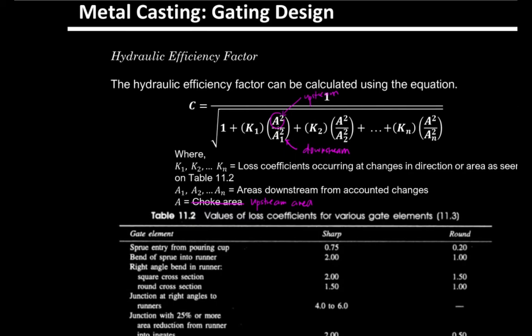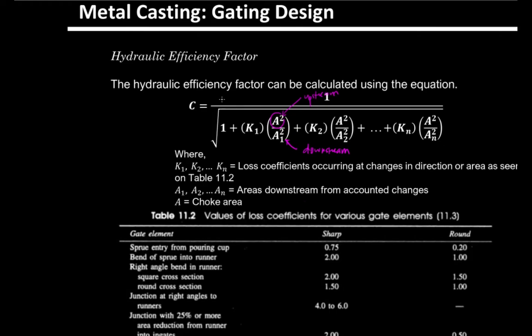Because the upstream area will always be the choke area. So let's remember again that the choke area is the main control area. Therefore, the upstream area should always be the choke area for this particular case. Okay, so the original equation was correct, that the numerator here refers to the choke area, and this is true for all instances of the loss coefficients.